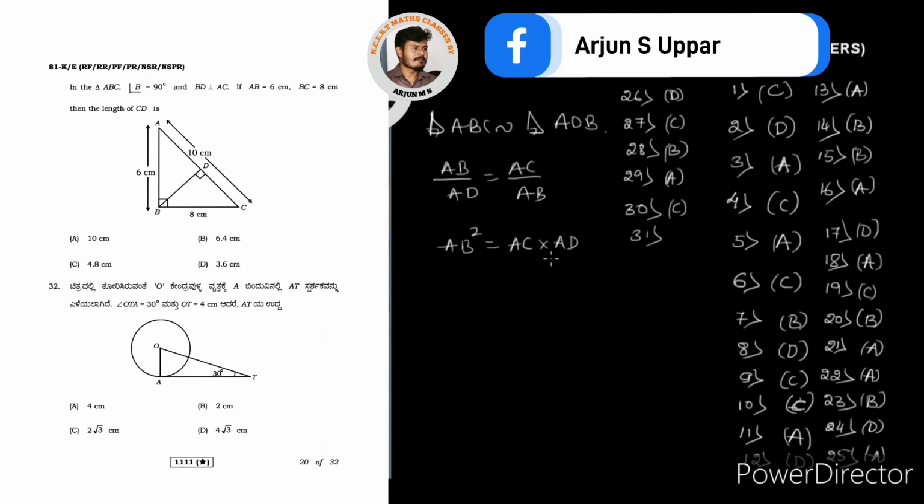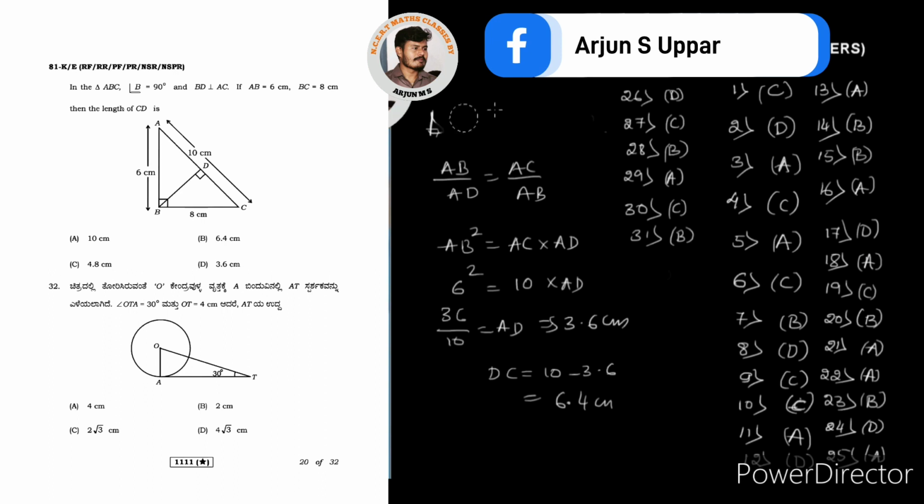So now find out the value of AD here. AB is equal to 6, that's why 6 square is equal to AC, which is 10, into AD. Now transpose 10 to LHS, we get 36 divided by 10 is equal to AD. So AD is equal to 3.6 centimeter. Now subtract 3.6 from 10, we get the DC value. So DC is equal to 10 minus 3.6, which is equal to 6.4 centimeter. 6.4 is present in option B. That's why option B is the right answer for 31st question.